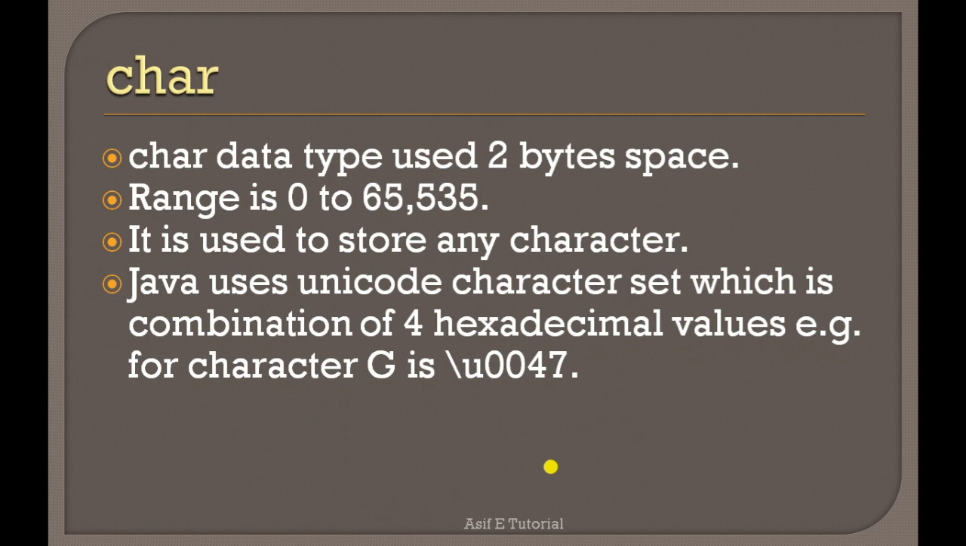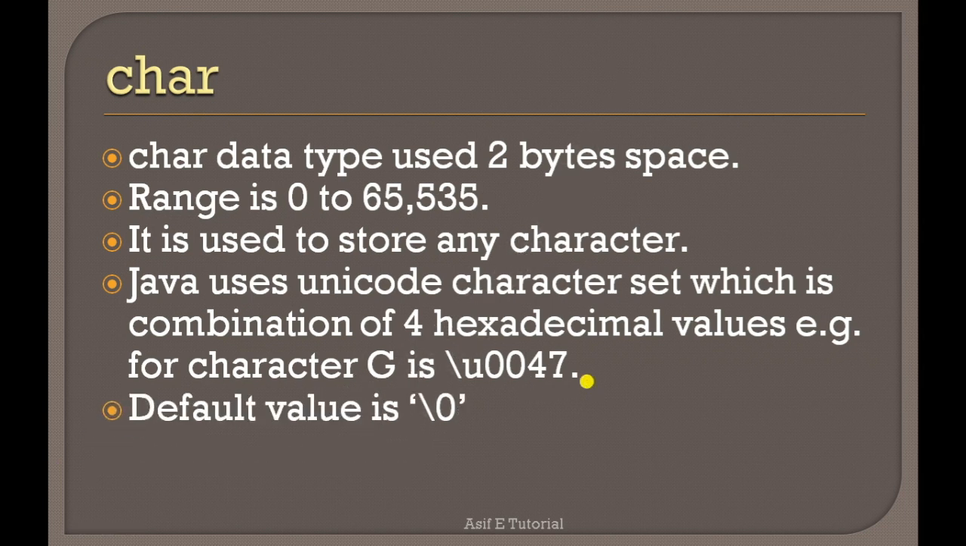Java uses Unicode character set, which is a combination of 4 hexadecimal values. It means we can store any kind of character in Java. There are total 65,000 characters that Java can support, and each character in Java has a Unicode character. And a Unicode character is a combination of 4 hexadecimal values. Okay, so for G, the Unicode character is \u0047.